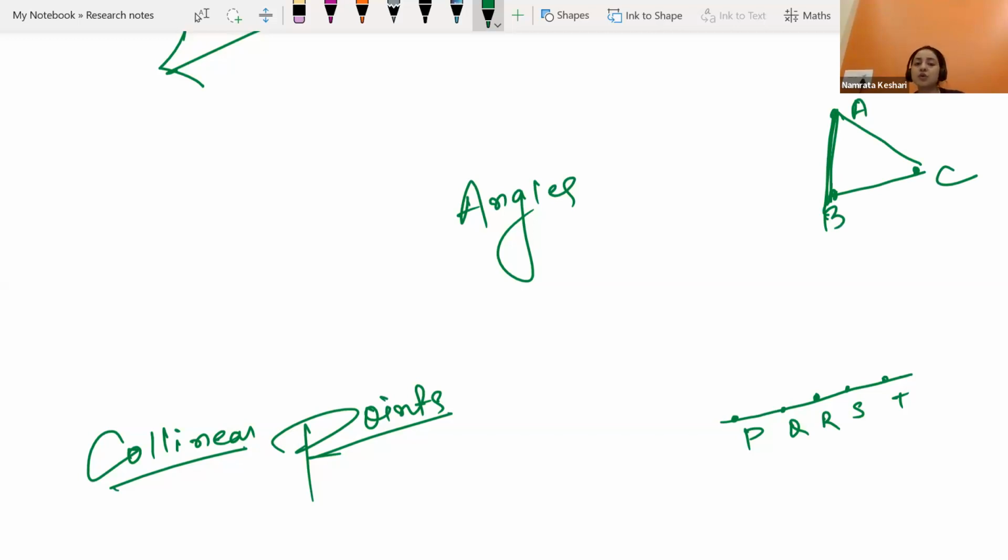Yes, Tejas, you wanted to ask anything? Ma'am, collinear points are more than 3 points? Yes, at least three or more than three points, and if all of them are sitting on one straight line, we can call them collinear points.